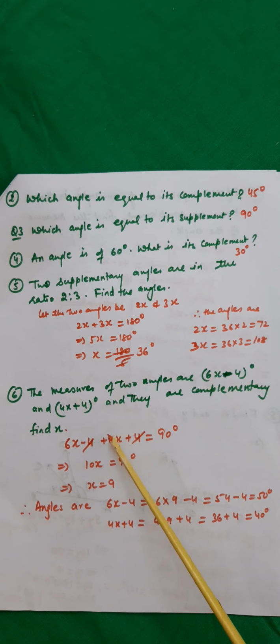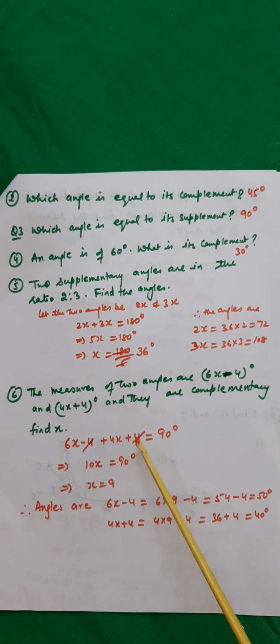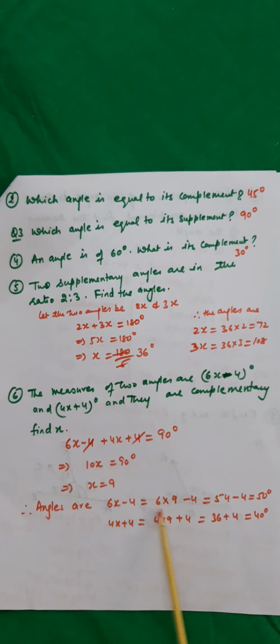Question number 6. The measures of two angles are 6x minus 4 degrees and 4x plus 4 degrees, and they are complementary. Find x. They are complementary, which means their sum is 90 degrees. So this implies 10x is equal to 90 degrees. This implies x is equal to 90 upon 10. That gives me 9.